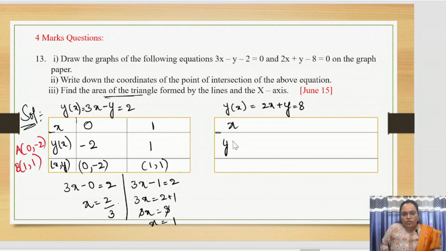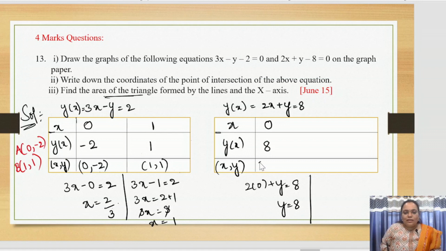X, y of x, and x and y coordinates. So if you put x is equals to 0, you will get 2 of 0 plus y is equals to 8. You will get y is equals to 8. When x is 0, you will get y is equals to 8. The coordinates will be 0 and 8.